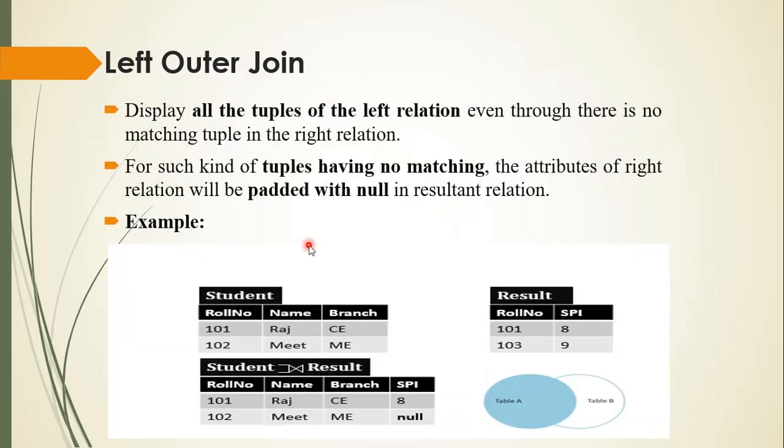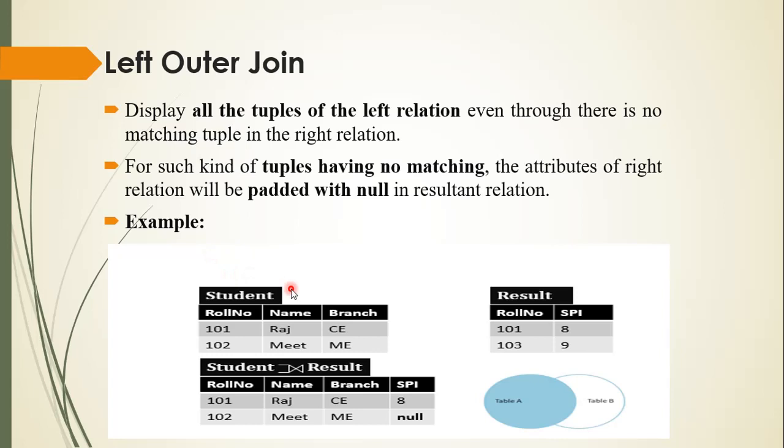Next is left outer join. It displays all the tuples of the left relation even though there is no matching tuple in the right relation. As the name suggests, left outer join takes all the tuples of the left relation, the left table. For such tuples having no match, the attributes of the right relation will be padded with null in the resultant relation. See here, table 1 and table 2.